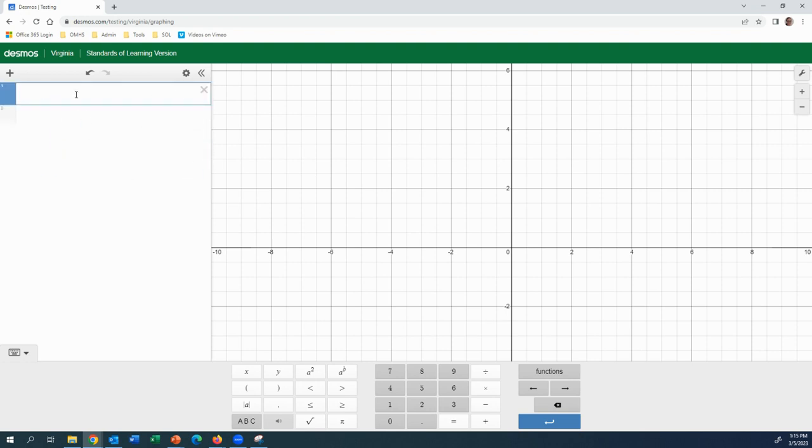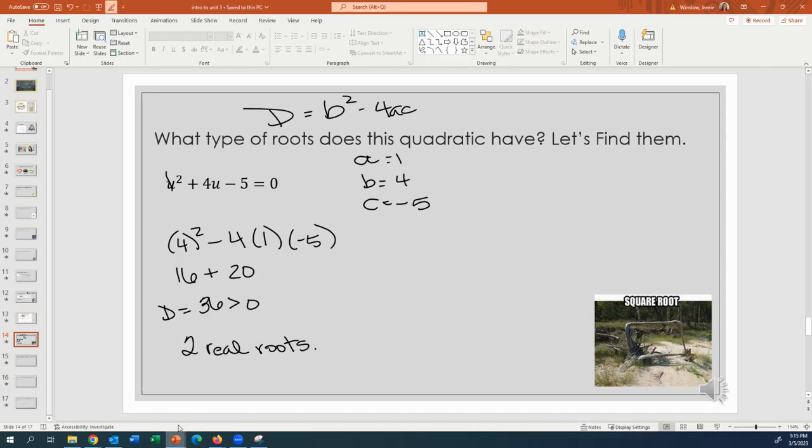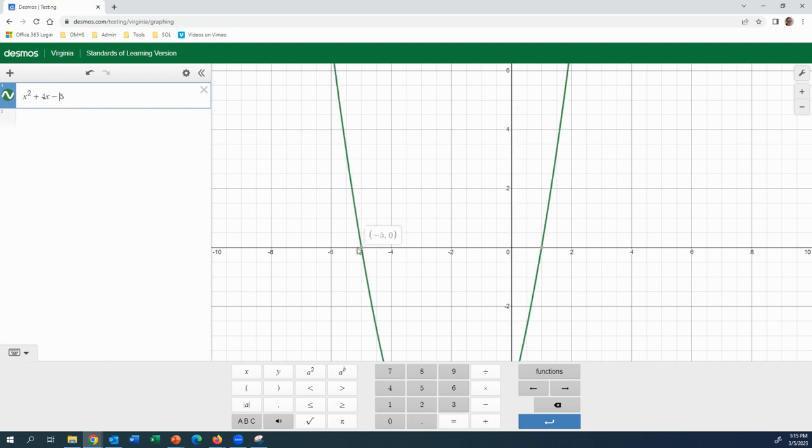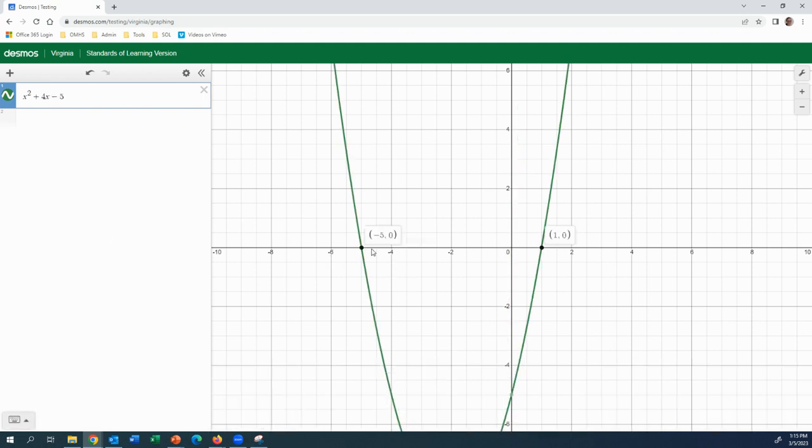I'll clear my other work. Okay, x squared minus 4x plus, oops, did I put it in wrong? Hold on. x squared plus 4x minus 5. I have my signs backwards. That changed everything, didn't it? Here we go. Okay, two real roots. It doesn't mean that there won't be decimals. These are just whole numbers, but they're real numbers. They're crossing the x-axis at 2 points.